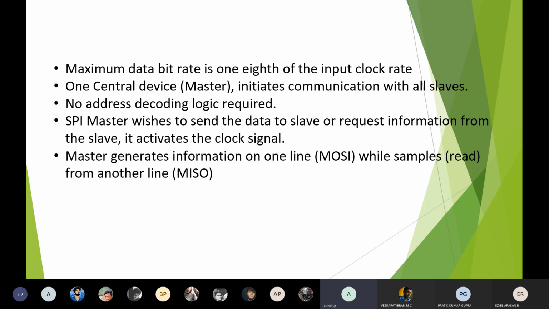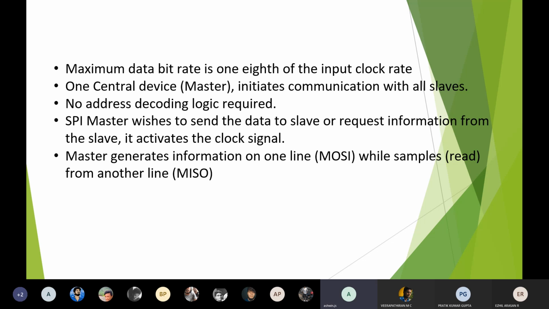And for communication purposes, there is no need of decoding, I mean the address decoding. Why? Because we have a chip select. So I will select a particular slave, and then I will make the communication. But if you go for RS-232 or the CAN bus, there will be an address for each and every device. So it will compare with the address, and after that it will do the communication. But here it is not like that. The master will send the signal to the particular slave with which it will communicate. After selecting that particular slave, it will transfer the data. So here there is no need of address decoding. Okay.